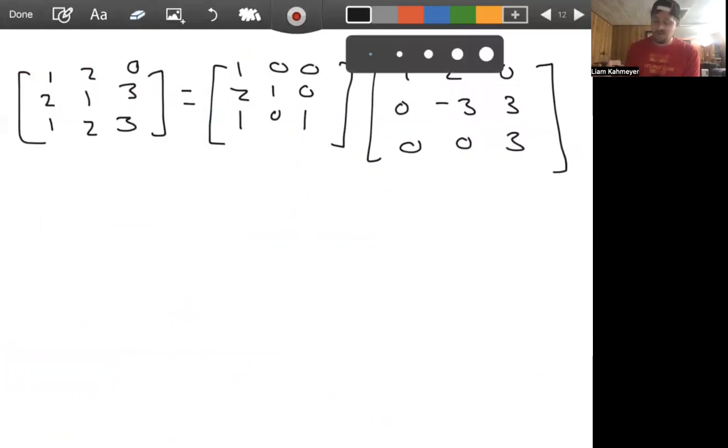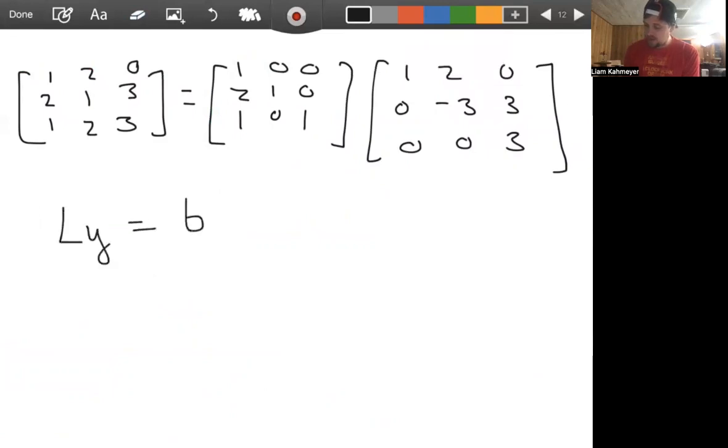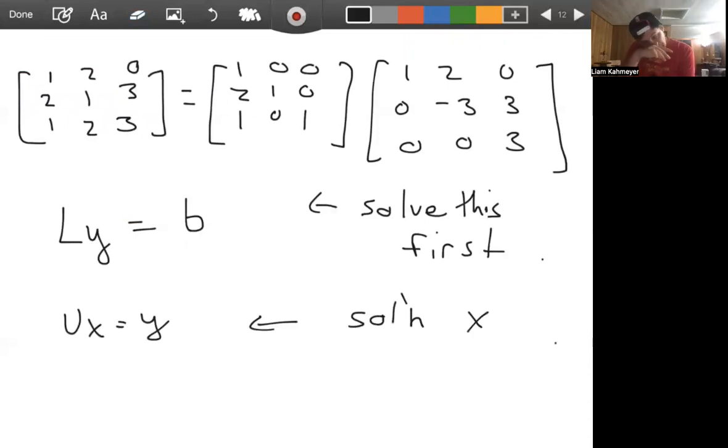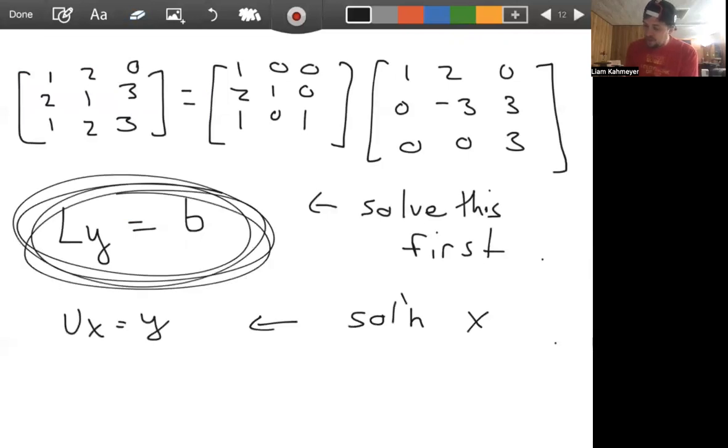Well, what we do first is we set up Ly equals B, and we want to solve this first, right? If we solve this first, then we could solve Ux equals y. This would be our solution x, right? So let's first set up and solve Ly equals B here.